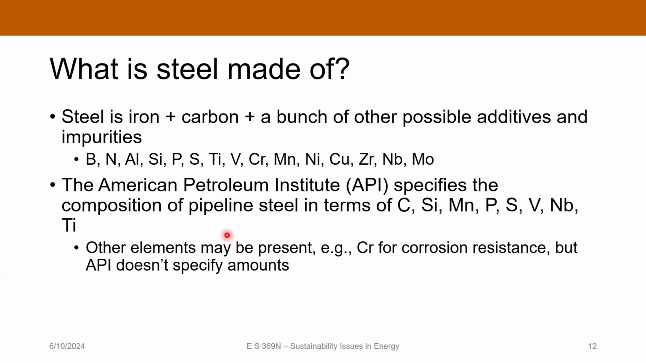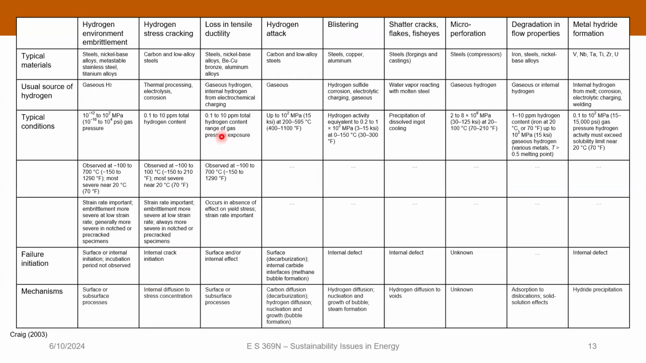The American Petroleum Institute specifies the composition of pipeline steel, and they specify it in terms of carbon, silicon, manganese, phosphorus, sulfur, vanadium, niobium, and titanium. That's not all of the additives that are in this list, but at least the API is specifying those to be standard API steel.